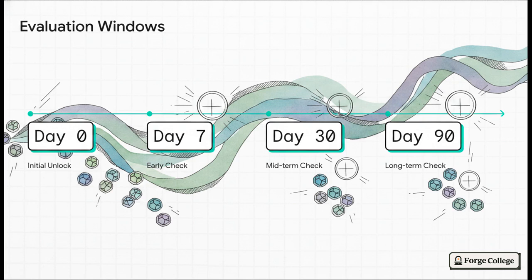To do this properly, we establish critical evaluation windows. We check the initial unlock at day 0, perform an early check at day 7, a midterm check at day 30, and a long-term check at day 90. Doing this reveals the exact shape of our time series releases.